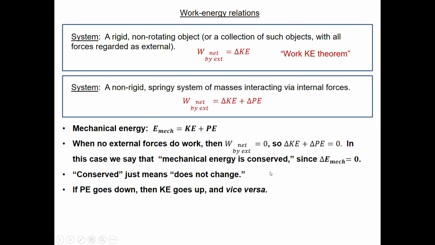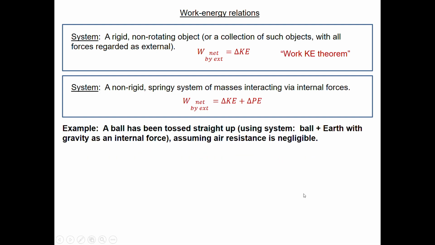In other words, if one of these is negative, then the other one has to be positive. For example, if the change in potential energy is negative, if the potential energy goes down, then the kinetic energy has to go up because the two changes have to add to 0, and vice versa. So let's see that in several examples.